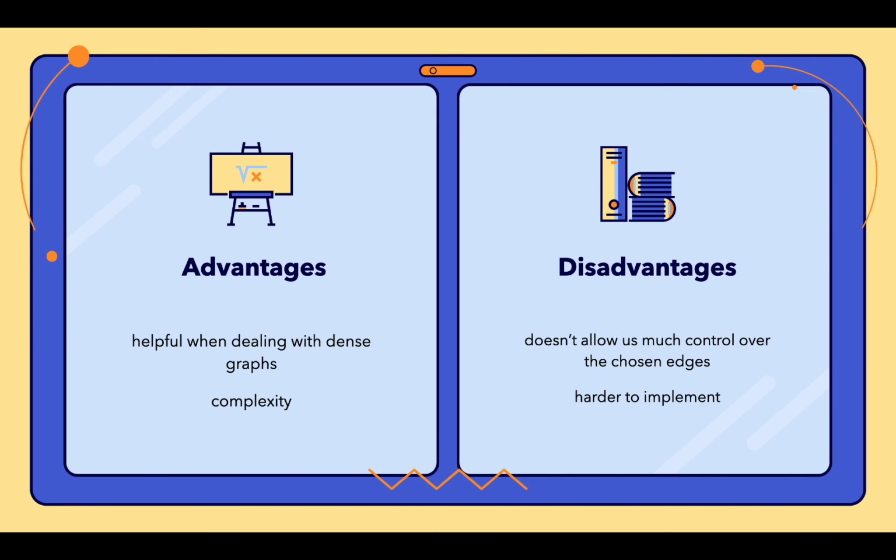The advantage of Prim's algorithm is its complexity. Therefore, Prim's algorithm is helpful when dealing with dense graphs that have lots of edges. However, Prim's algorithm doesn't allow us much control over the chosen edges when multiple edges with the same weight occur. The reason is that only the edges discovered so far are stored inside the queue. Also, Prim's algorithm is a little harder to implement.